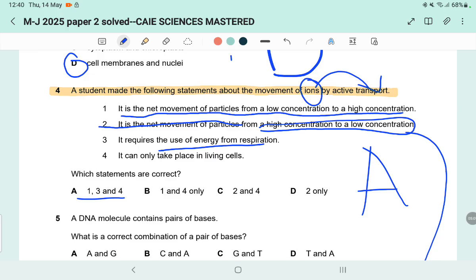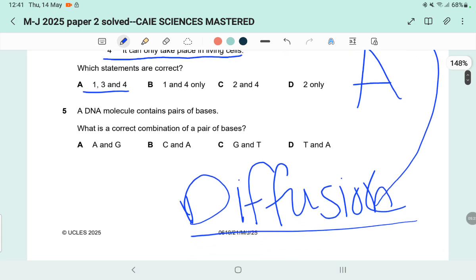Number 4, it takes place only in living cells. Of course, in living cells only, because basically you're going to get energy. If we have a dead cell, you cannot get energy for that active transport to work. So numbers 1, 3, and 4 are the right answer. So letter A is the correct answer.